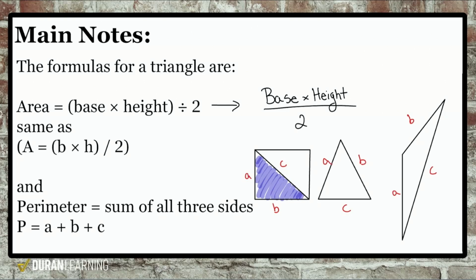Again, the area of a triangle is just going to be base times height divided by 2. And it's very important to distinguish the base and the height correctly. The base is how much we have left to right, and then the height is up and down. Once you have both of those, multiply it together, cut it in half, and we're good.